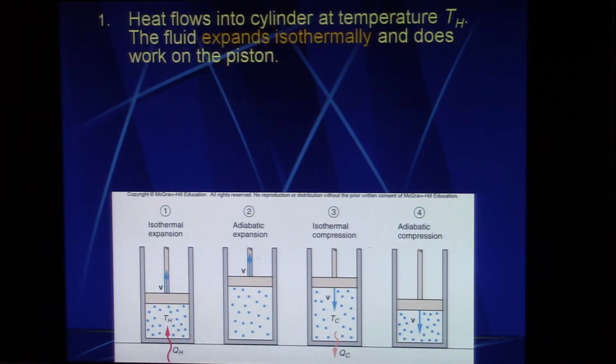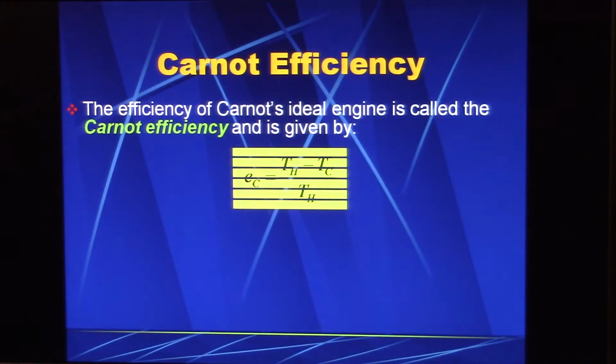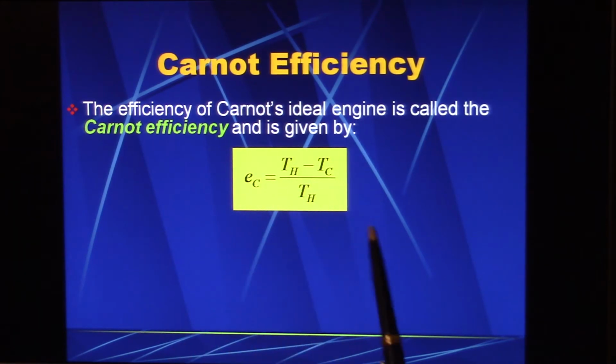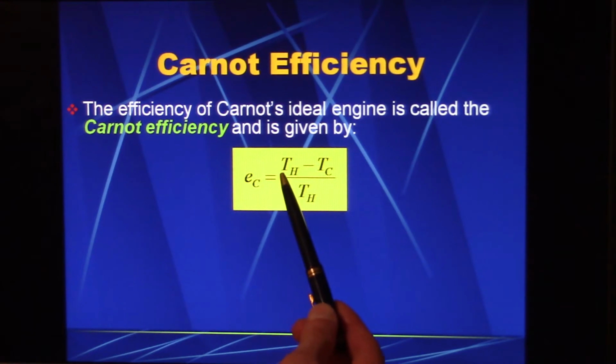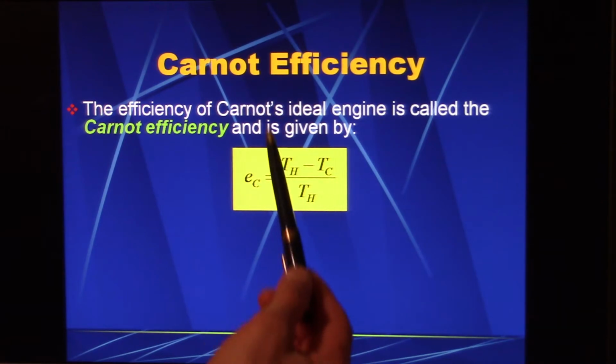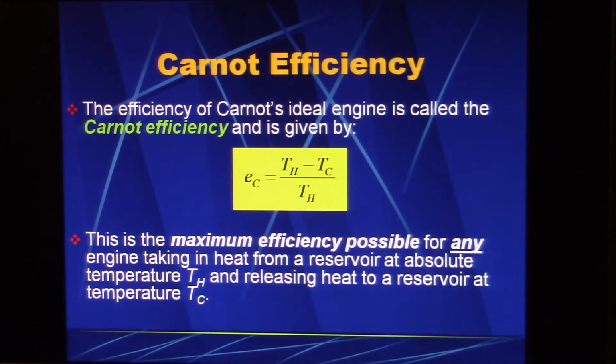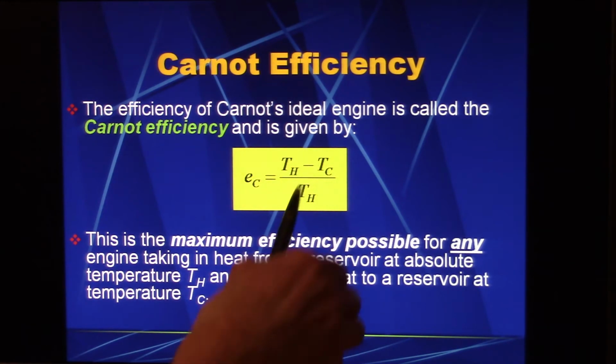All right, let's get on. Yeah, this is an example. Let's go to the efficiency. So this is the important equation that we want to know. What you do is you take your highest temperature, and then you subtract the temperature of your waste heat, divided by your highest temperature, and that gives you the efficiency of the system.